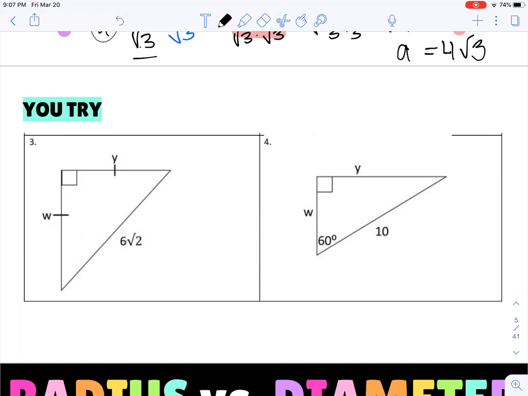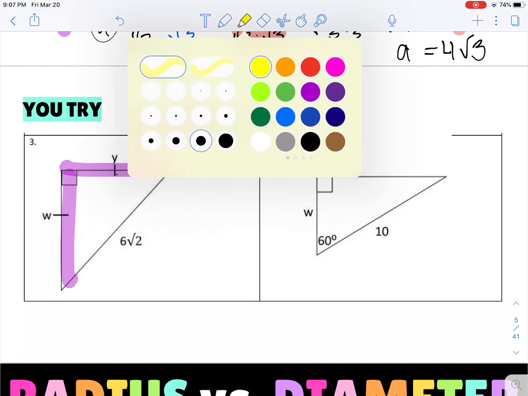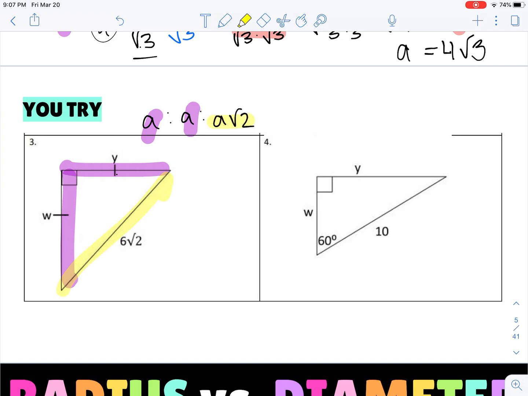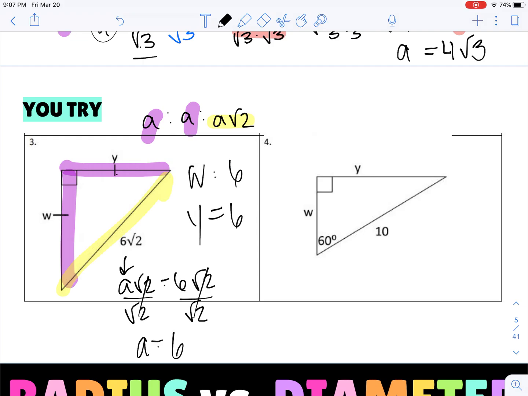So in the first problem over here, it's a 45, 45, 90, and I know that because these two are equal. Okay, so that means we're going to an A, A, A square root of 2 ratio. The legs are equal to one another. The hypotenuse is square root of 2 times longer than those legs. So if we know that A square root of 2 equals 6 square root of 2, we want to solve. We want to get the A by itself. Divide by the square root of 2, divide by the square root of 2. A would have to equal 6, which would mean that W equals 6 and Y equals 6. I don't know why my equal signs are not coming out, sorry.